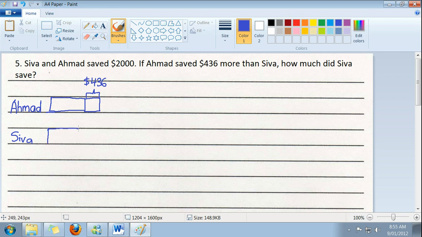Now draw Siva's bar. Alright. Now from here to here is 1 unit. Okay. Because this one is the same as this one. Because they're both the same length. This is also 1 unit. I should have drawn it like this.